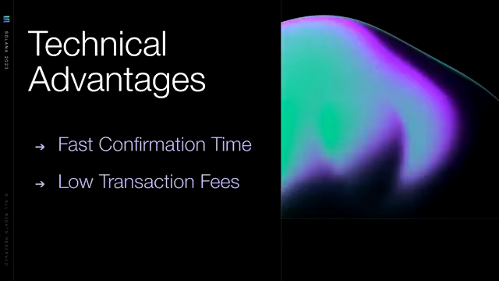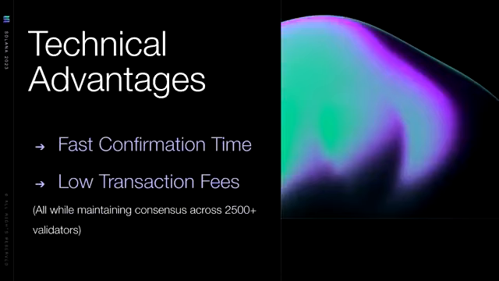With every single transaction, you also have low transaction fees, where a single transaction is usually about 5,000 lamports per signature on a transaction, which we'll talk about more in depth throughout this video. And all of this is while maintaining valid consensus through about 2,500 plus voting validators scattered all around the world. So it's a very globally distributed network run by entities and individuals from around the world.